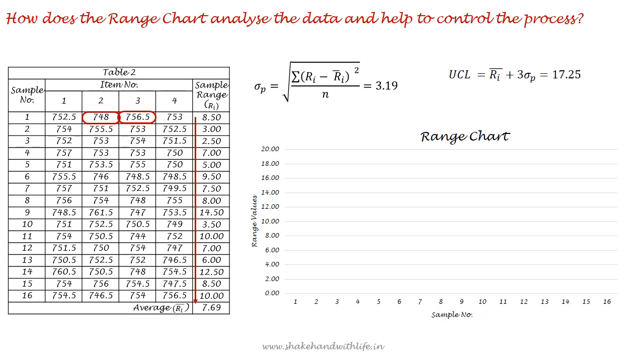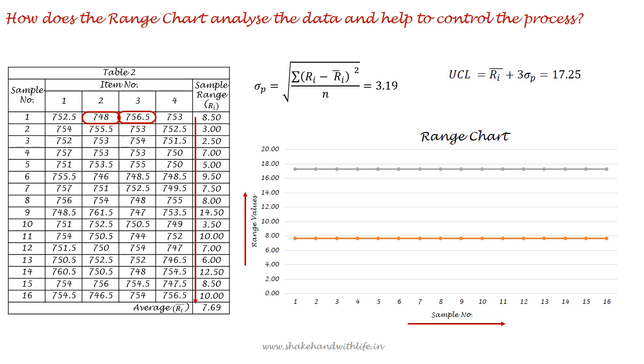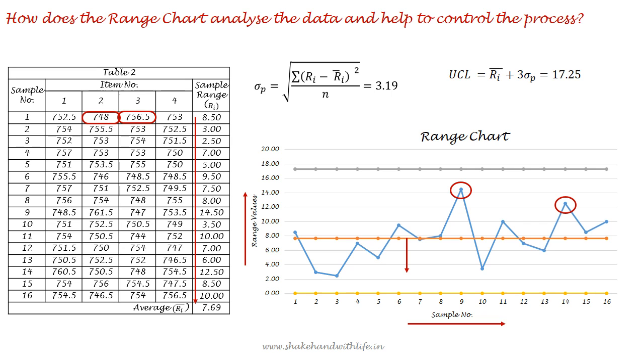Now to draw the range chart for sample range values, take sample number on the x-axis and sample range values on the y-axis. Draw straight lines parallel to the x-axis at 7.69, the process average, and 17.25, the upper control limit. Set the lower control limit at 0. Now draw the dot plot of sample range values against each sample. For better results, the orange line should be as low as possible and the dot plot of sample values should have minimum variation. The ranges of sample numbers 9 and 14 are very high. Find the causes of variation and take corrective action to reduce the difference between the maximum and minimum values of each sample so that the orange line comes down to a lower value.